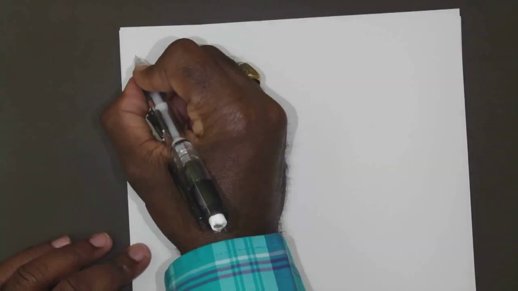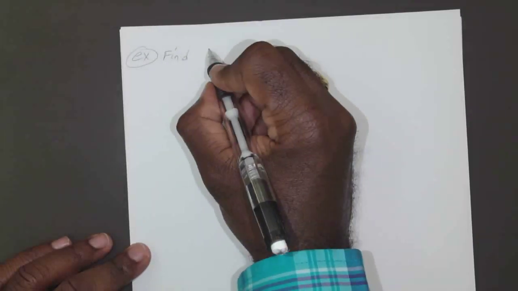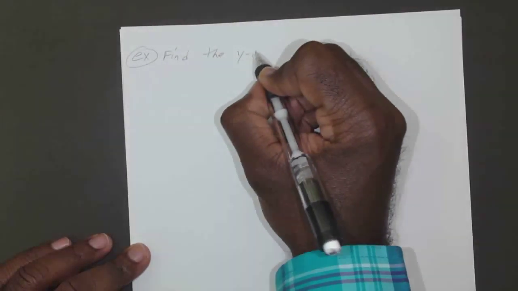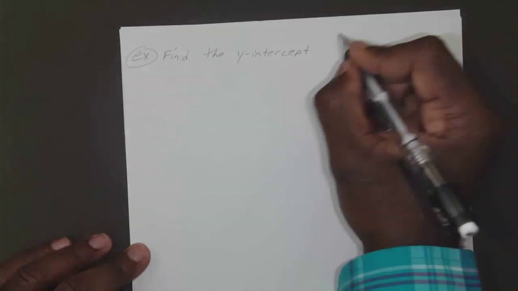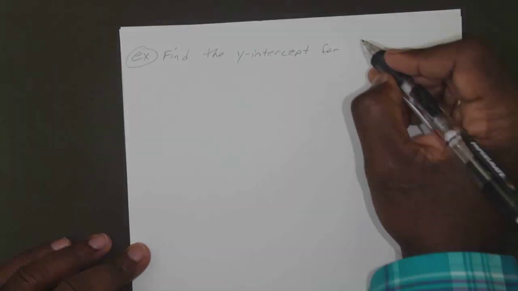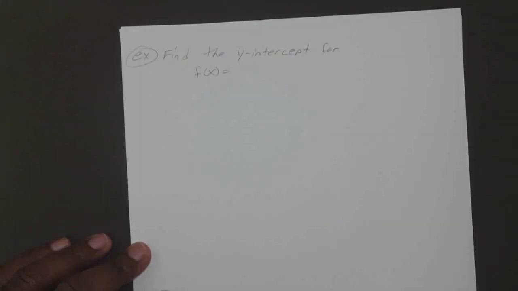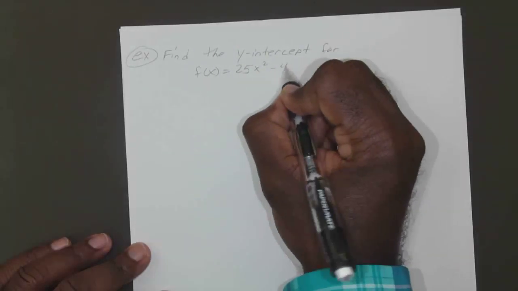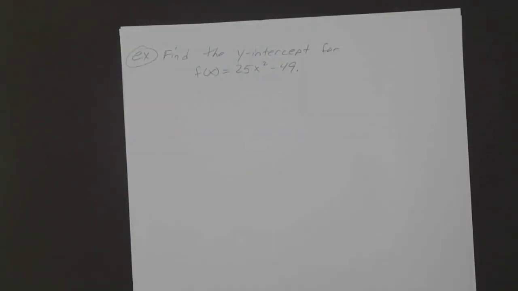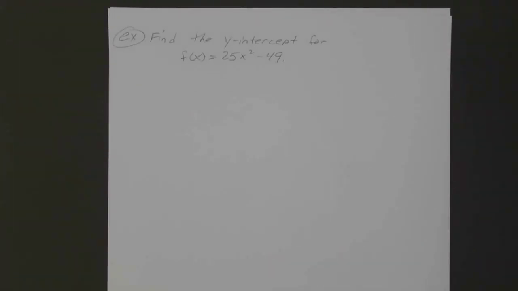Now the easier of the two are the y-intercepts. Let's say we want to find the y-intercept for, say, f of x equals 25x squared minus 49. Oops, straighten that up a little bit. Might as well stop it and restart.